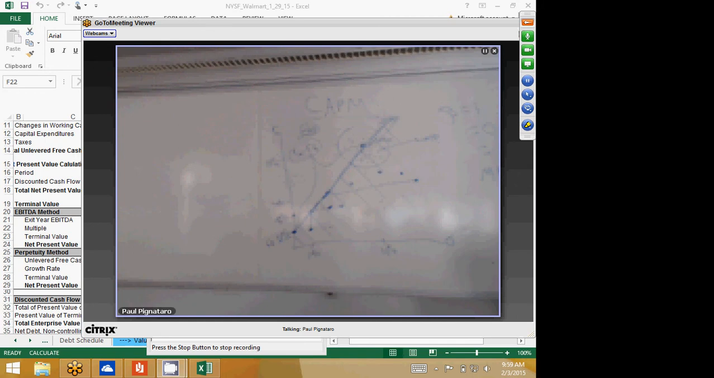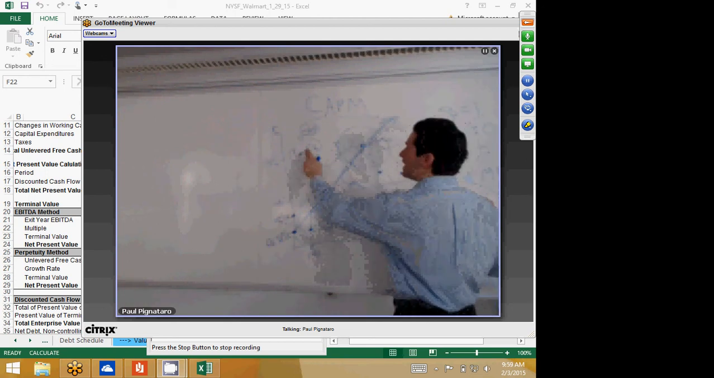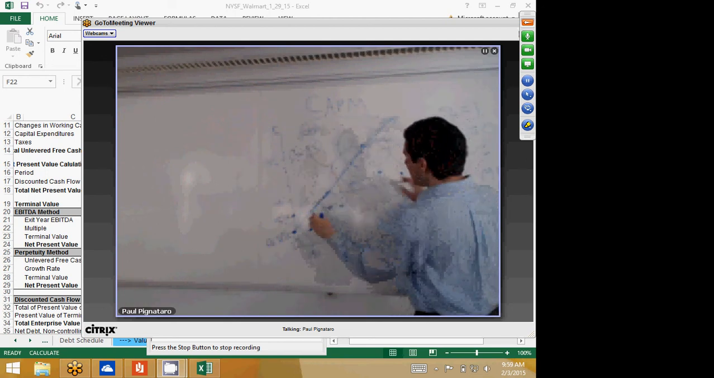Now this gives us just the premium, right? Because the risk-free rate has been removed. This is the return on the market minus the risk-free rate. That's just the premium. That's just this gap. Where is Walmart in this gap?